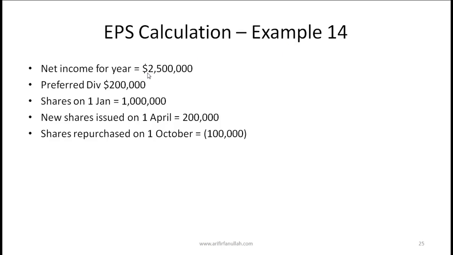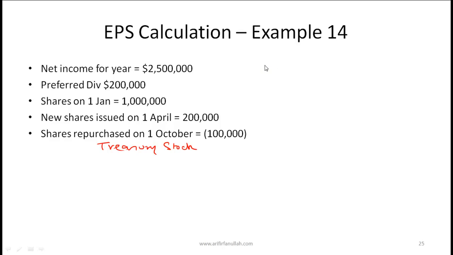Let's say a company has net income of 2.5 million. The preferred dividend is 200,000. On 1st January, the number of shares outstanding were 1 million. On 1 April, 200,000 new shares were issued. And on 1 October, the company bought back 100,000 shares. So recall from an earlier session that this repurchase of shares is called a Treasury stock operation, and this reduces equity. So it reduces the number of shares outstanding and hence reduces equity.